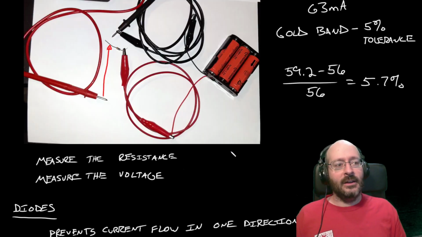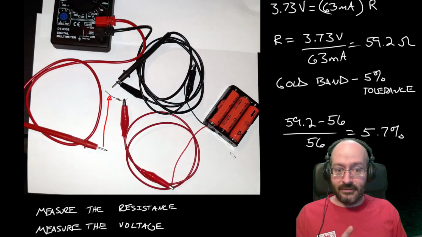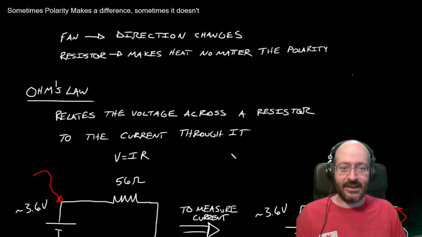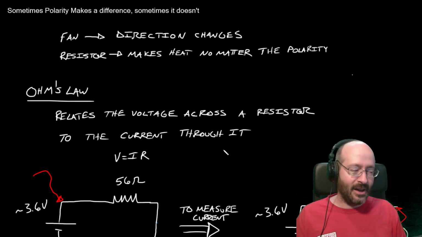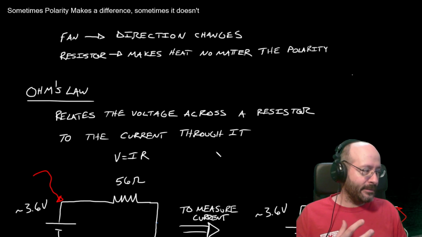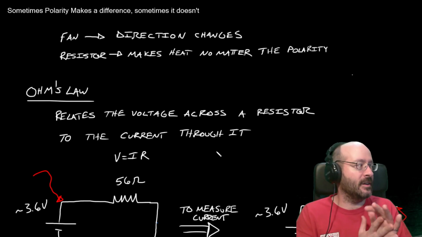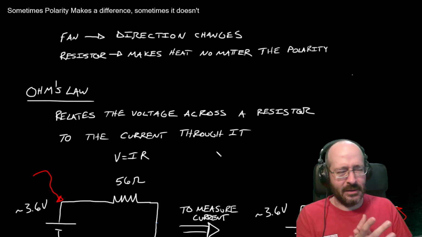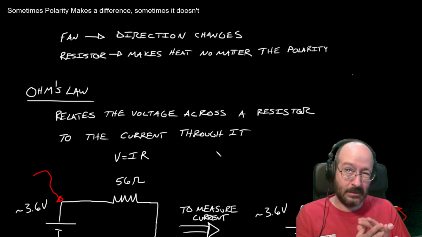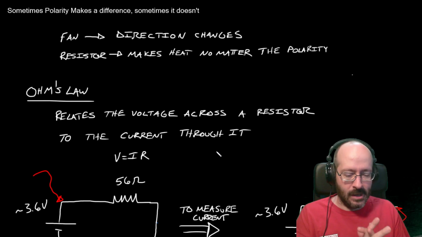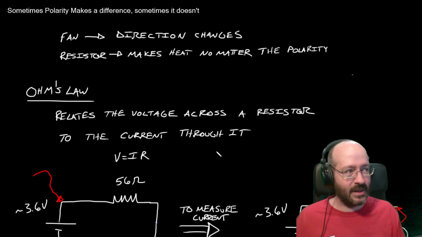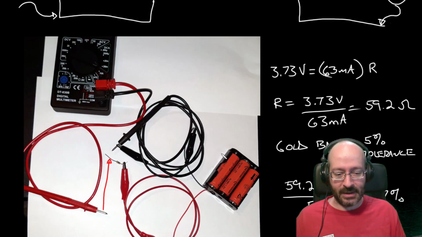Okay, but I started this out by saying polarity makes a difference sometimes. So up until when were semiconductors? We're talking probably the 1930s, somewhere in that neighborhood. Maybe even the 20s, depending on when it was in the lab versus when it became a commercial product.